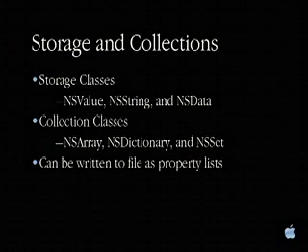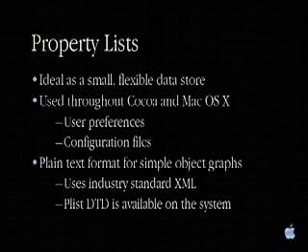property lists. Now, let me explain property lists a little bit, because we've only been talking about XML, and not property lists. Well, property lists are basically a simple object graph that we use when we write out to files. And the format is defined using XML. In fact, if you're interested, the DTD is on the system. Now, property lists are ideal as a small, flexible data store. And for that reason, as has been mentioned a couple times now, they're used throughout Cocoa and Mac OS X for things like user preferences and configuration files.